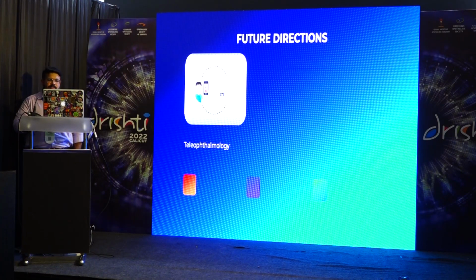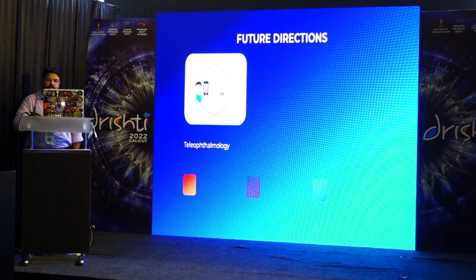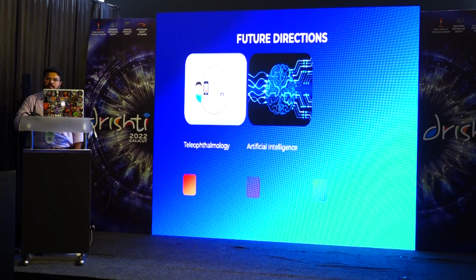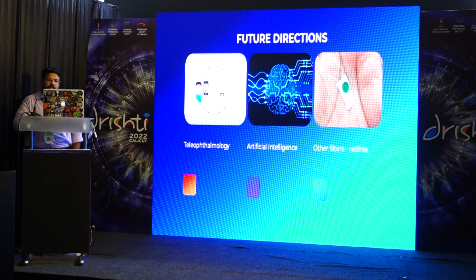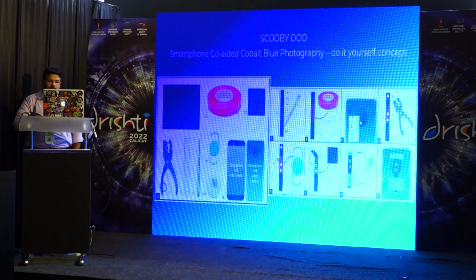The future directions: we are working to make this available for teleophthalmology. And with the way AI is developing, it can be equipped with AI so that the device can self-diagnose and help in further teleophthalmology and consultations. Now we have already developed a red-free filter, which can help in photographing retinal nerve fiber layer defects in glaucoma. We are still working on that, but we are able to photograph with those.